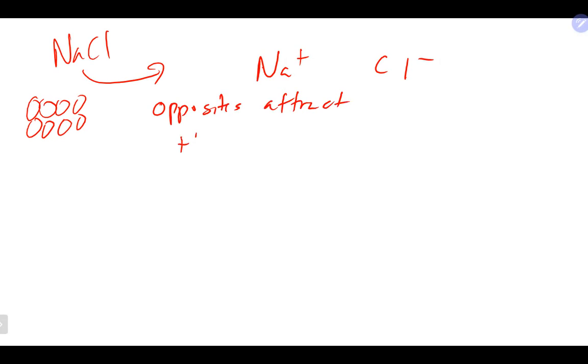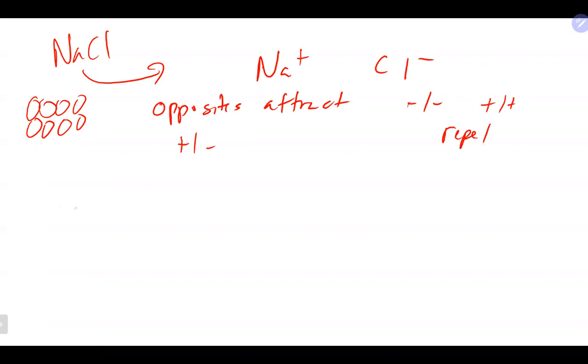So things that are positive and negative are attracted to each other. Things that have the same charge, negative and negative, don't want to be near each other. They repel each other. Things that are positive and positive do not want to be near each other either. So really, that positive-negative attraction is something that brings things together. Negative-negative, positive-positive, they repel each other.